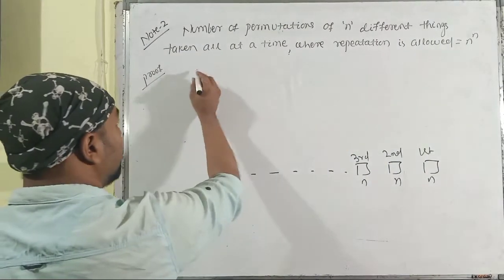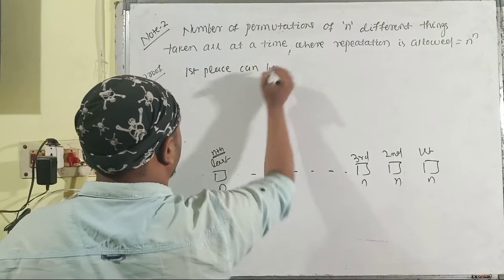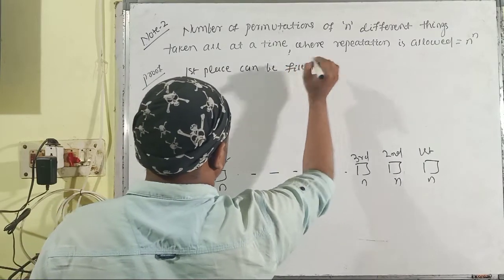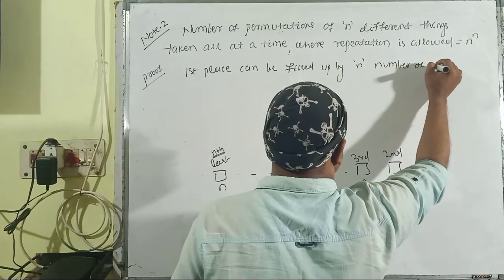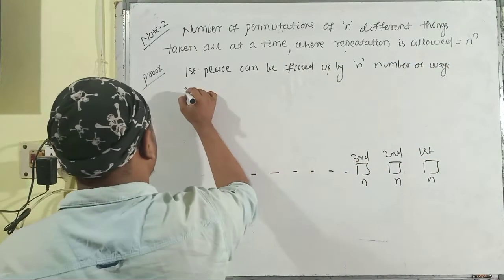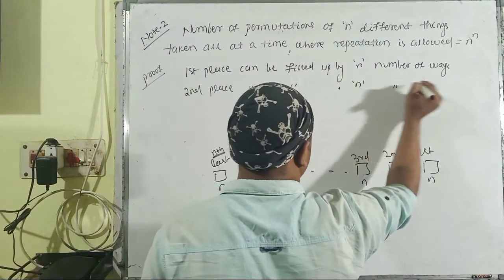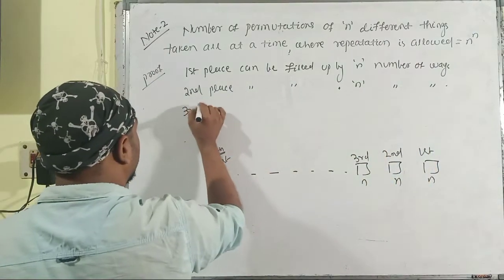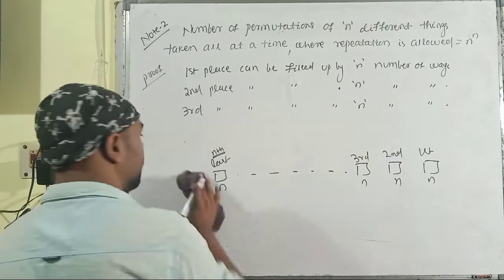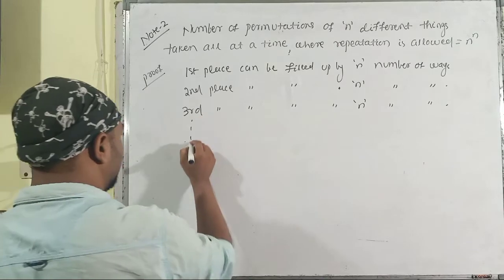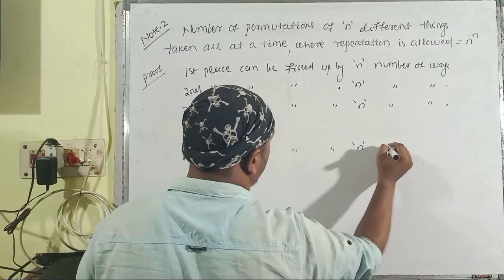Let us write down the proof here. The first place can be filled up by n number of ways, the second place can be filled up by n number of ways, the third place can be filled up by n number of ways. Similarly, the nth place can be filled up by n number of ways.